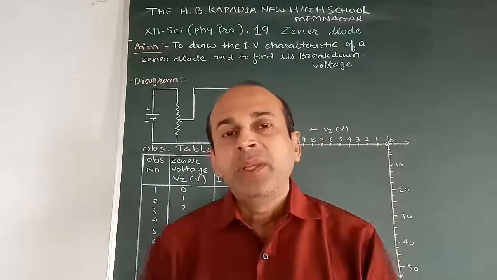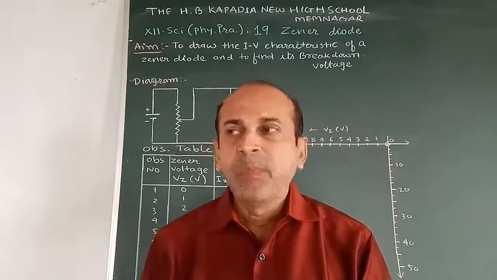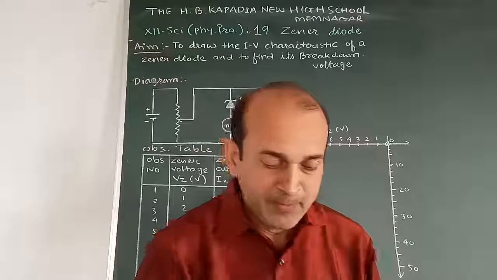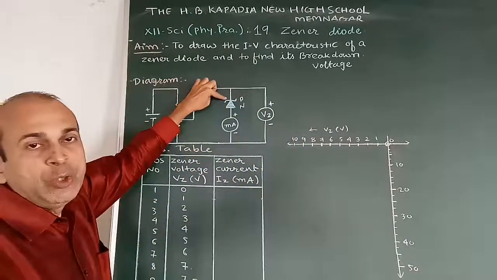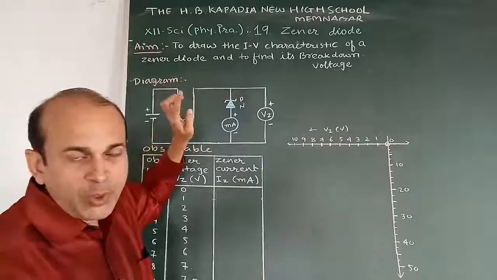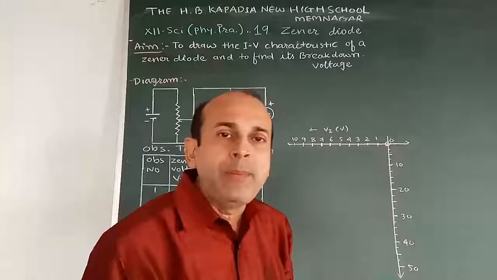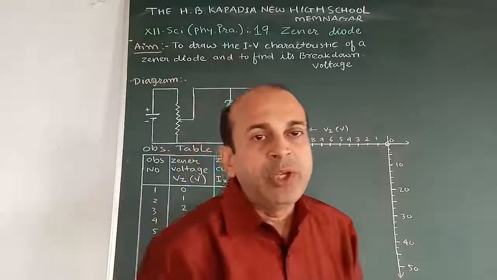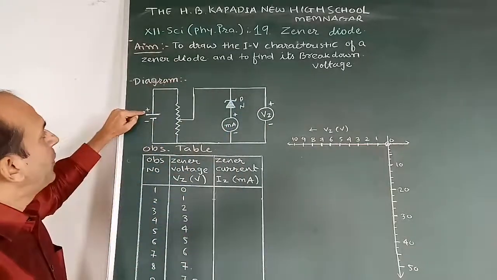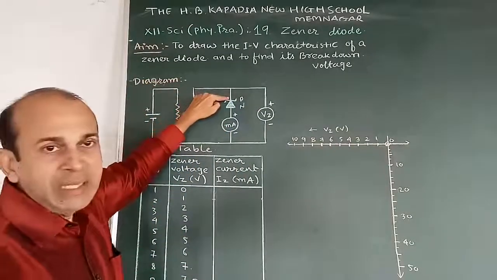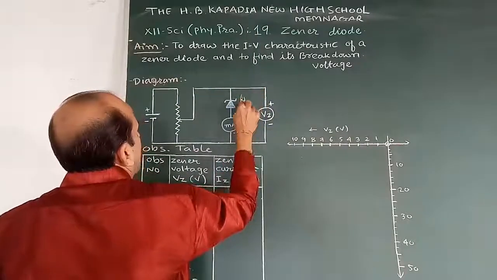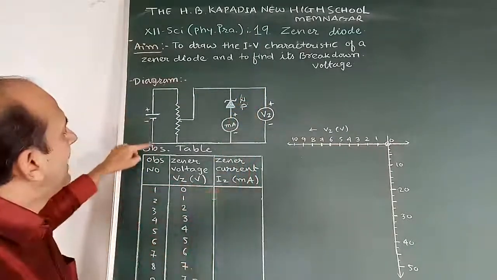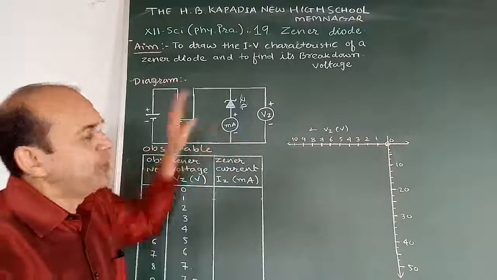Zener diode is operated in reverse bias, but it is symbolized by a Z. Here this is a Zener diode. Instead of this line you have to draw a Z type symbol, a special symbol made for the Zener. Here you connect the battery positive to the P type material and the N type material negative to this current meter and voltmeter.